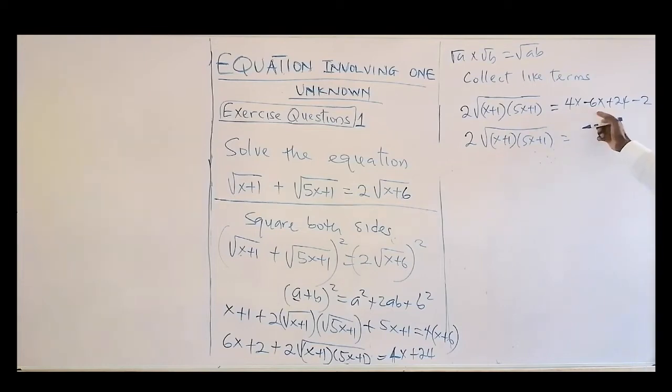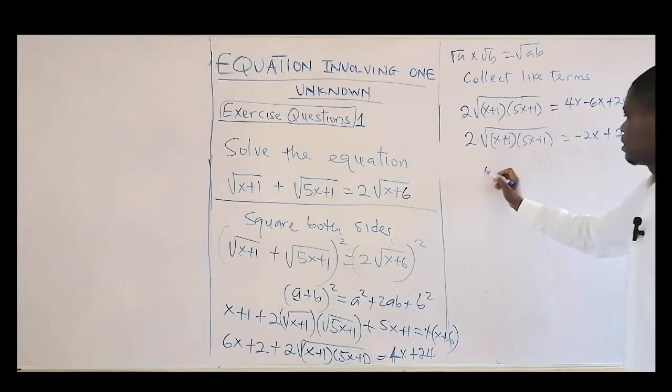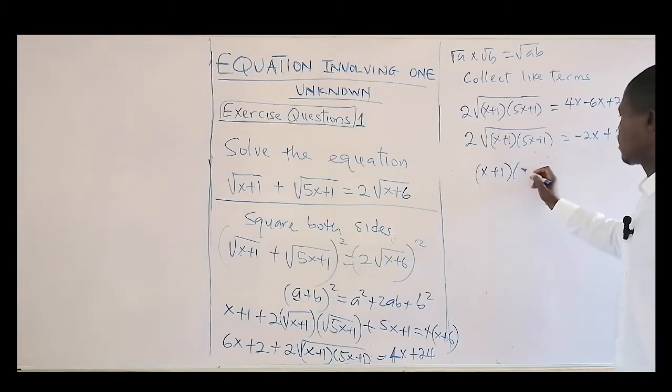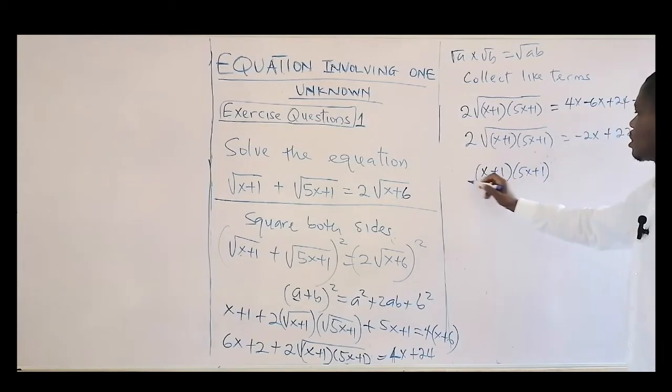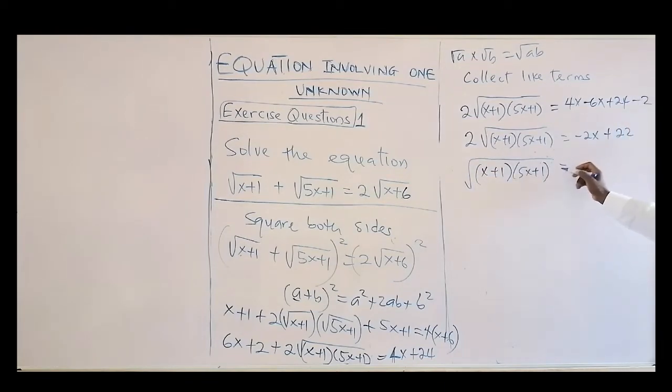And this will be equal to 4x minus 6x, that's minus 2x. 24 minus 2, that's a plus 22. Okay? We can divide both sides by 2, then we have x plus 1, 5x plus 1 inside the radical. And then here we have minus x plus 11. Because if you take 2 out here, you have 2 into bracket minus x plus 11. So you are dividing this place over 2, this place over 2. So we just have this. Okay? So which we can call this one 11 minus x.